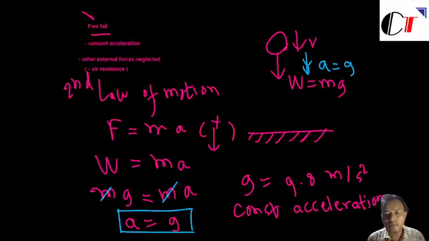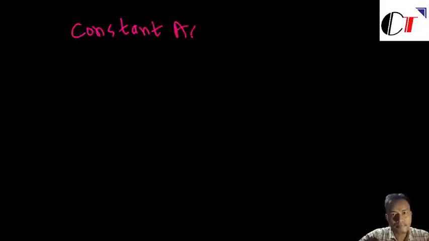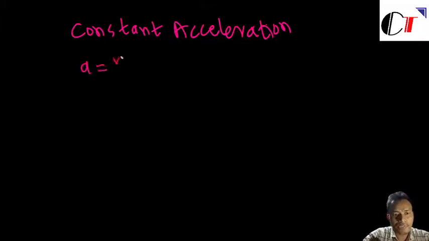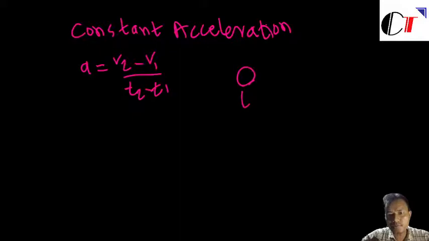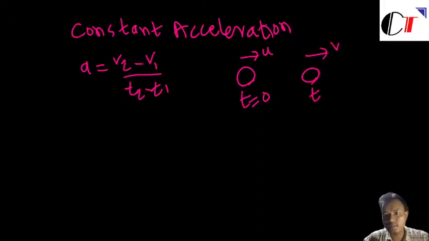Right, now we have determined the type of acceleration of free fall is constant acceleration, and that's the reason let's try to look at some of the equations for constant acceleration. So if you look at constant acceleration, we can just trace our equation for the acceleration, which is just (v2 minus v1) divided by (t2 minus t1). So at time t equal to 0, your object, let's say, has initial velocity u. At time t equal to t seconds, the final velocity is just v.